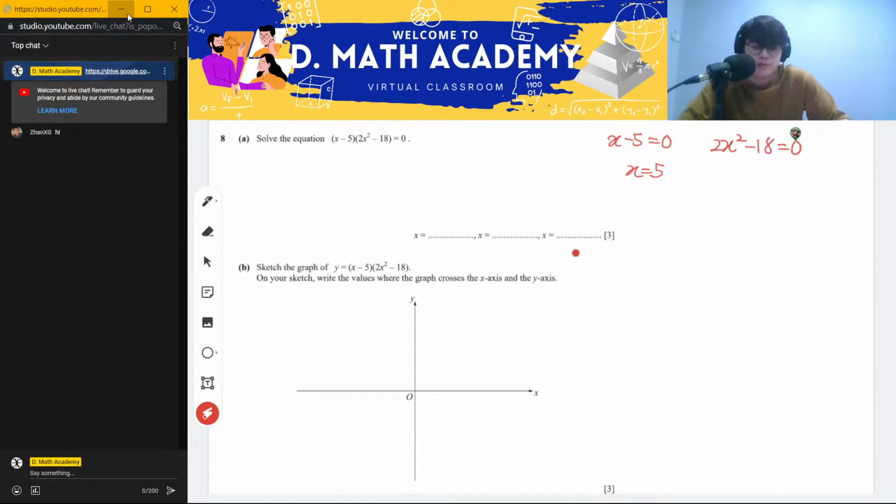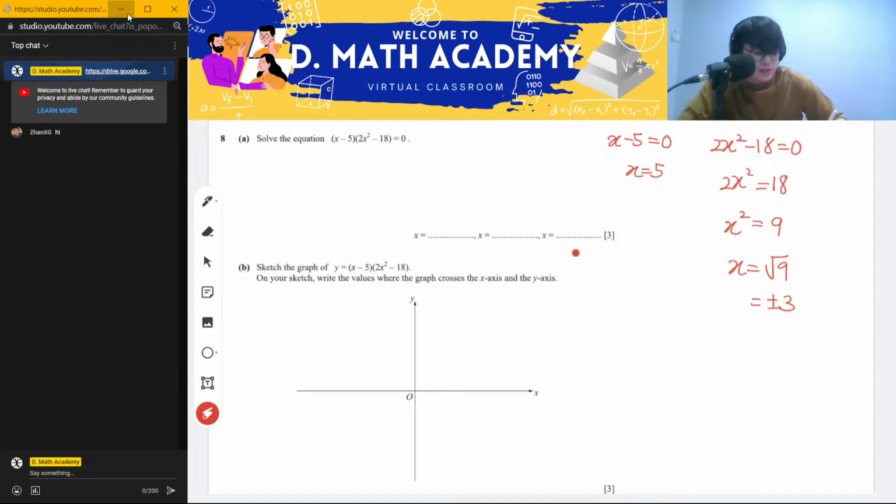I'll be doing derivative shortly. Hold on, let me cover all this first. Transfer the 18 to the other side, get rid of the 2. And then when you introduce square roots into the 9 there, please remember you are getting plus minus 3.